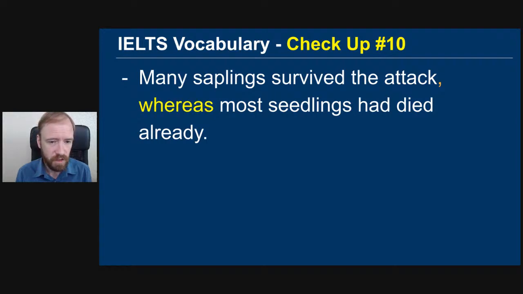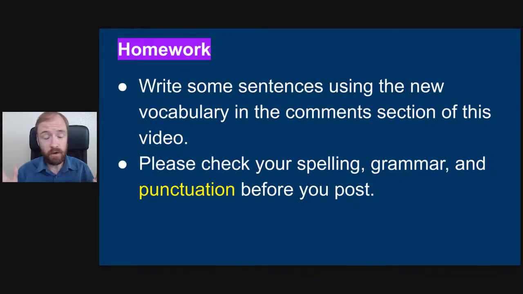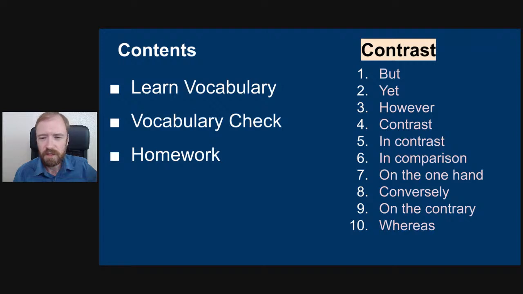All right, so the answer I put here, just a simple whereas. Many saplings survived this attack, whereas most seedlings had died already. Just as simple. All right, we're going to jump to the homework. There you go. We made it through the 10. If I go back to number 2. As I said, in casual speaking, we would use but, yet, however. Contrast is a little more formal. In contrast, in comparison, more formal. On the other hand, people usually use that expression for speaking. Conversely, it's a little formal. On the contrary, it's formal, but people also speak that. And whereas, you can say that, but again, it's a little formal. They're better for writing. All these can be used in speaking, but a lot of them are formal.